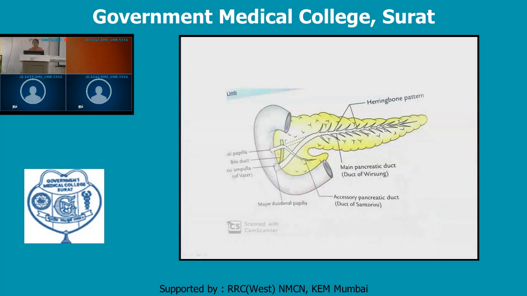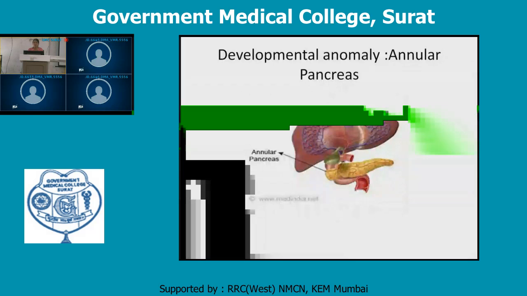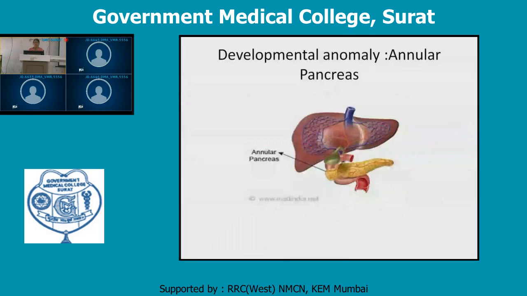So this is the main pancreatic duct. This part is derived from the ventral bud, and this part is derived from the duct of the dorsal bud. I told you the ventral bud is initially bilobed and then it unites to form a single lobe. But if both the lobes of the ventral bud do not fuse, then when there is rotation, they are arranged in a circular annular fashion around the second part of the duodenum. You can see in this diagram, and it can cause stenosis of the second part of the duodenum.